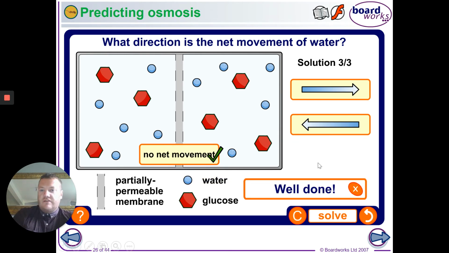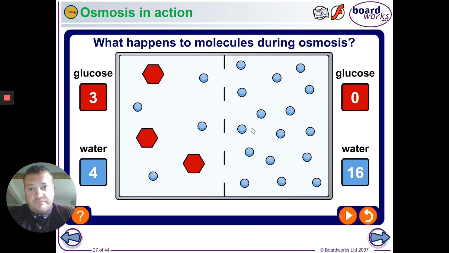Now that doesn't mean that water molecules won't go from right to left and won't go from left to right. They will. What it does mean is, on average, the same number will go from right to left as will go from left to right. So overall, you won't notice a change. There'll be no net movement. Okay, all right.